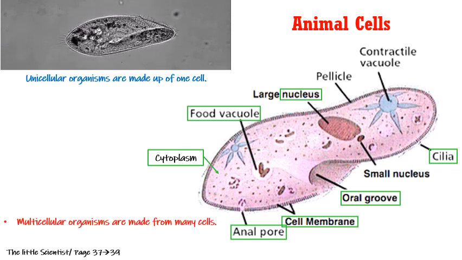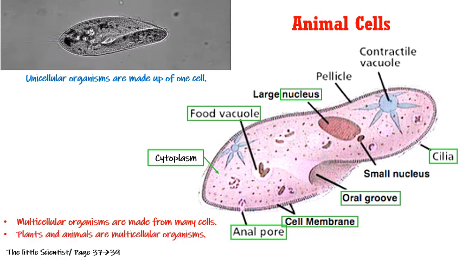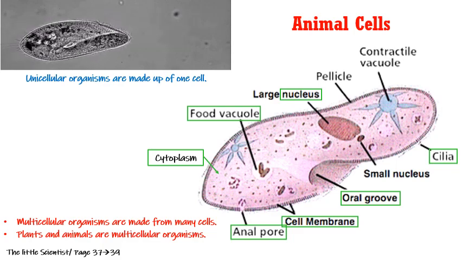So multicellular organisms are made up of many cells, and plants and animals are of course multicellular organisms.